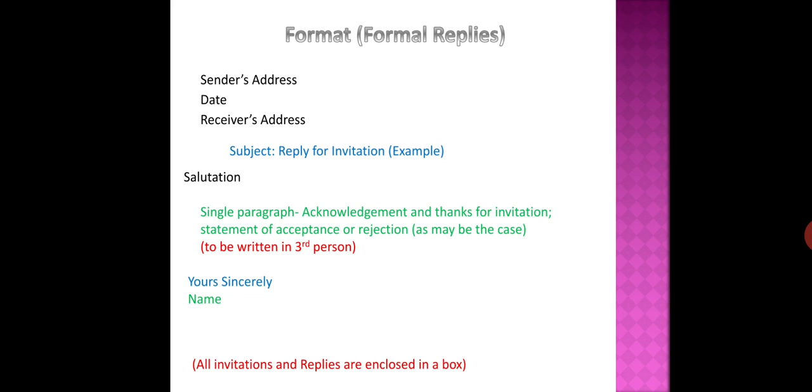Now they are all to be enclosed in a box. All the examples that have been discussed here, they have all been enclosed in a box. You can keep that in mind. Now sample exercise of formal replies.